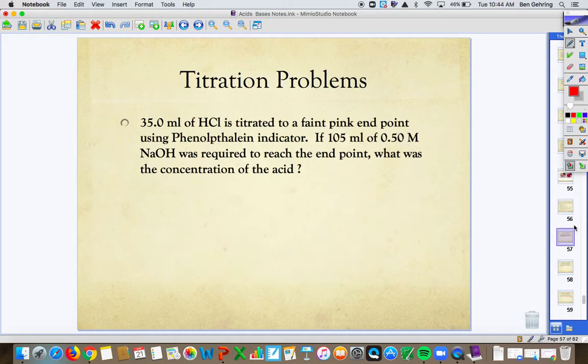I have 35.0 milliliters of hydrochloric acid, which is titrated to a faint pink endpoint using a phenolphthalein indicator. If 105 milliliters of 0.50 molar sodium hydroxide was required to reach the endpoint, what was the concentration of the acid? So for starters, we need a chemical formula.